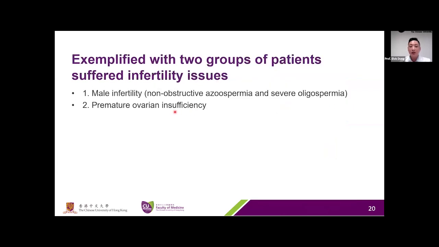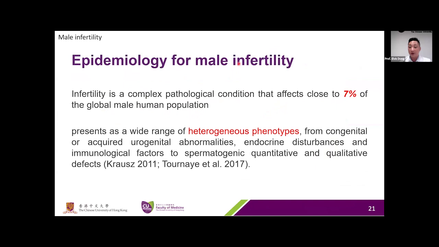So today I would like to exemplify with two groups of patients who suffer from infertility. The first group would be male infertility, mainly contributed by non-obstructive azoospermia and severe oligospermia. The second group would be premature ovarian insufficiency. So let's go with male infertility first.